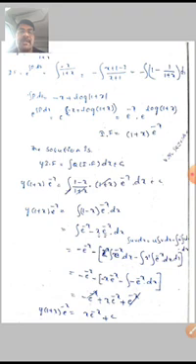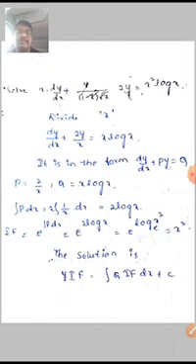The given differential equation is in the form of dy by dx plus P of x into y is equal to Q of x. Now solve the differential equation x into dy by dx plus 2y is equal to x square log x.